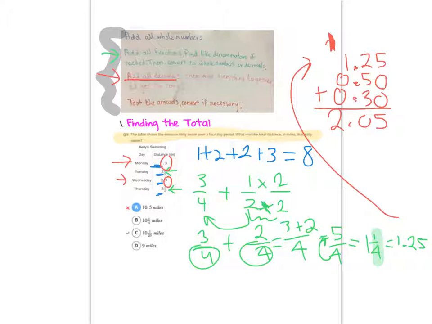And last but not least, for this step, we need to add everything together. So we're going to go back to our whole number 8, and there's no decimal there, but we need to line it up. And finally, we get our total. It's going to be 10.05.